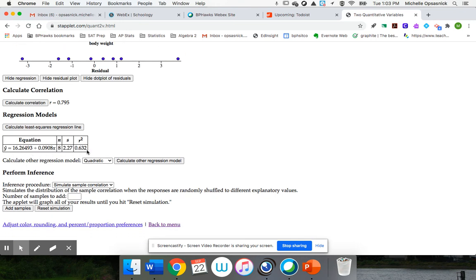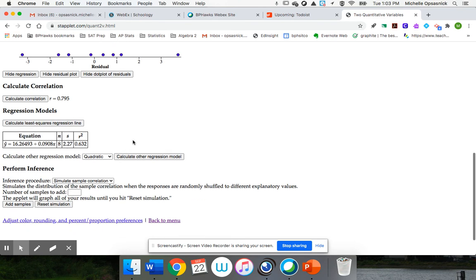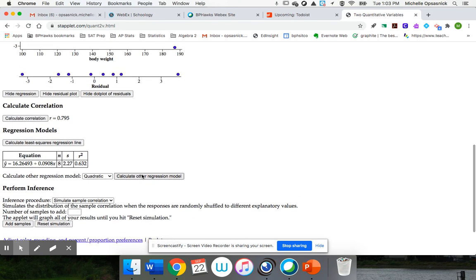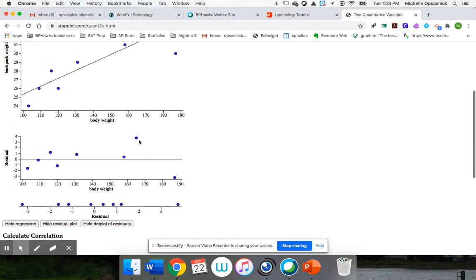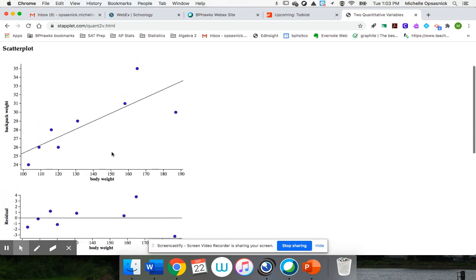These other numbers that are here, n is how many observations you have, s is something that we'll deal with later, and then r squared also is something that we'll deal with later. At this point you don't need to change this to any other regression model, so just leave it as the least squares regression line, and you'll get your y-hat equation that way. And then if you scroll back up to your scatter plot, you can see that equation for the line of best fit on your graph.